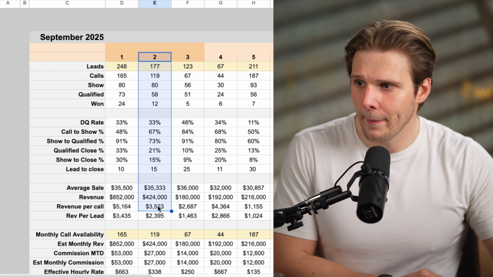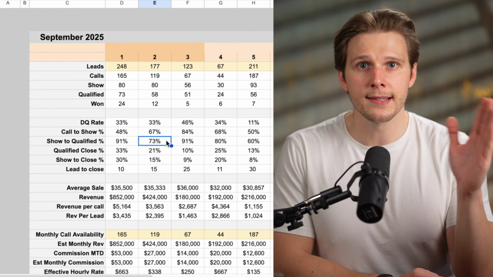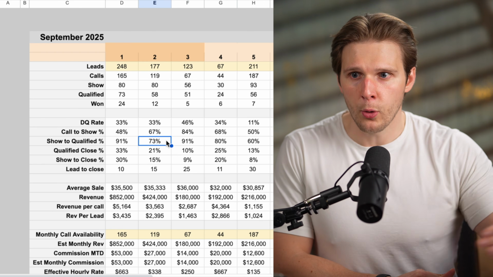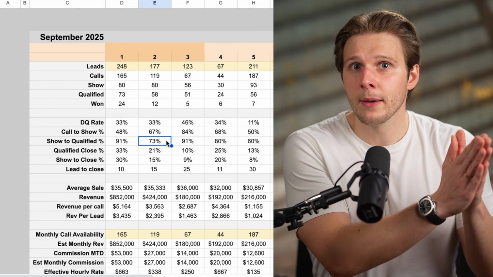This is the type of rep, based on this one number, that I would guess is likely to complain that the leads aren't qualified, or that the leads don't have any money, or that marketing is giving him bad leads.